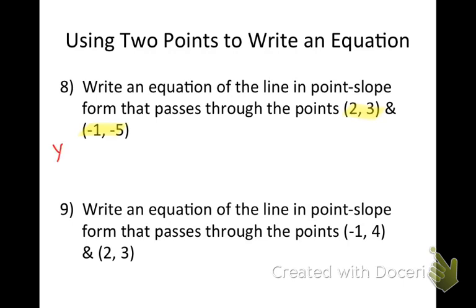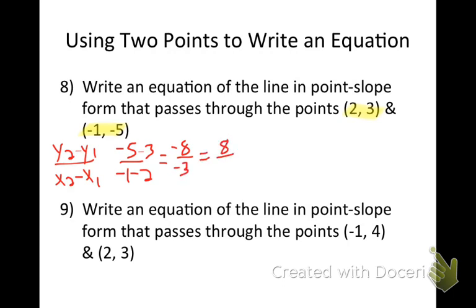Yep. I would say y2 minus y1 over x2 minus x1. So I'd find my slope: negative 5 minus 3 over negative 1 minus 2. Negative 5 minus 3 gives me what? Negative 1 minus 2 gives me what? Negative 8 over negative 3 gets me what? Positive 8/3. Now, do I have a slope now?